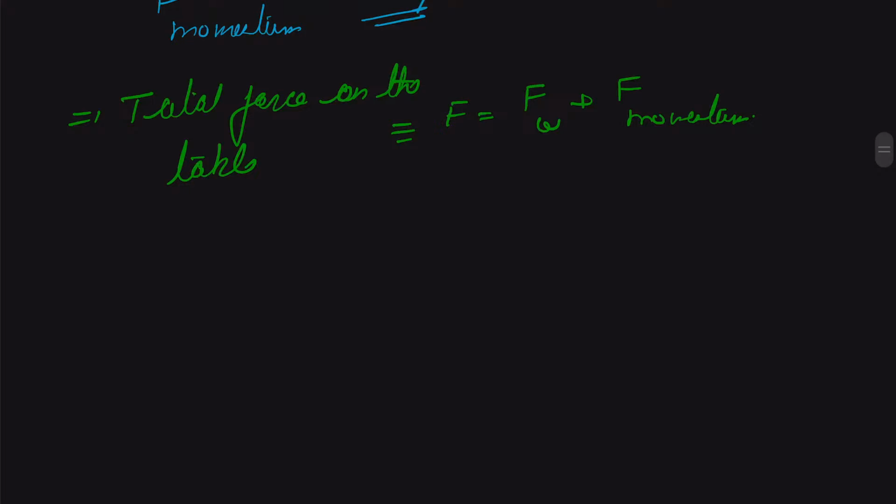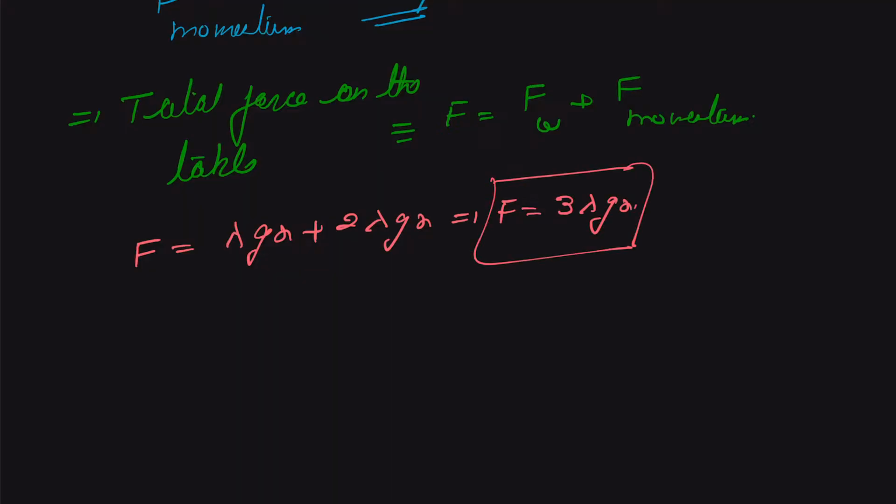And we substitute them, so we get that F is equal to Fw, which is our lambda gx, and this comes as 2 lambda gx, giving us that the F will be equal to 3 lambda gx. So this is the total force that will be because of the chain on the table.